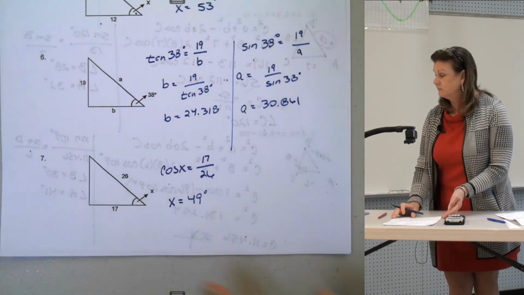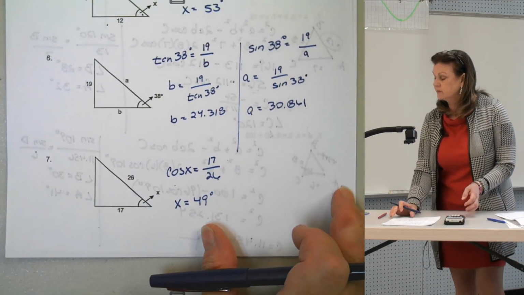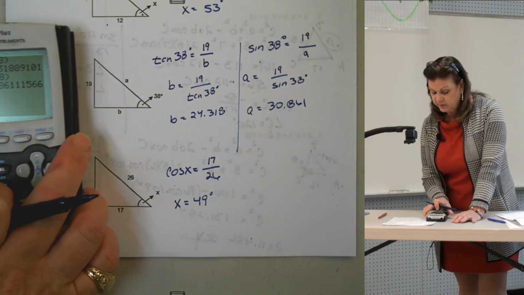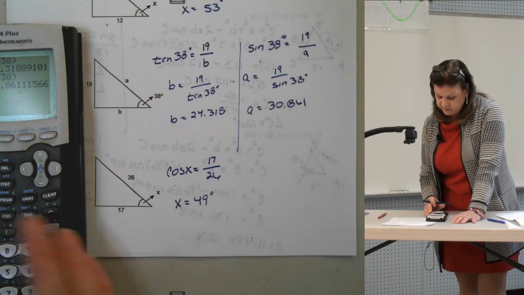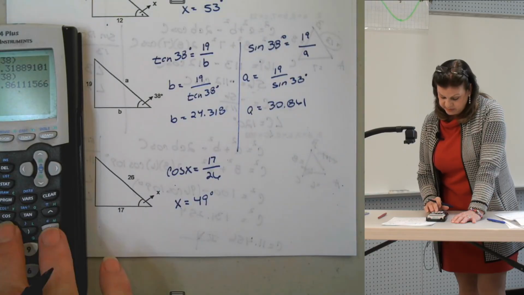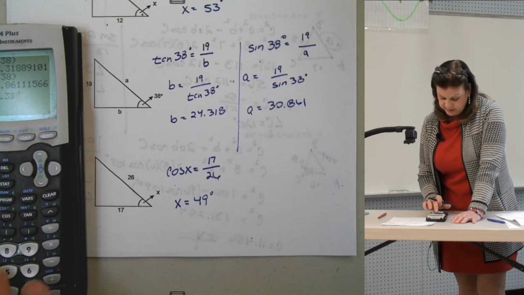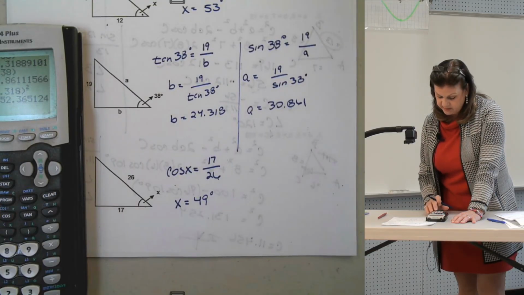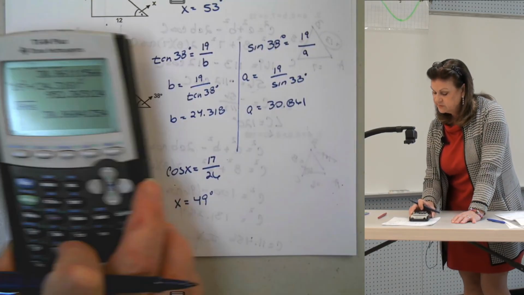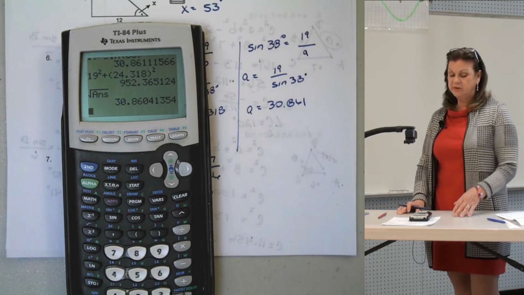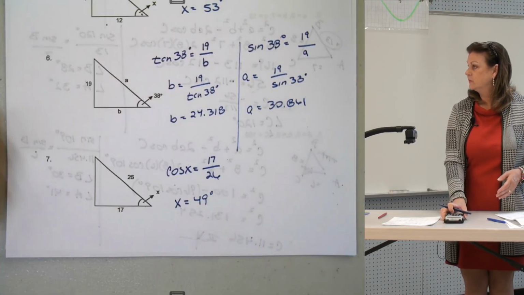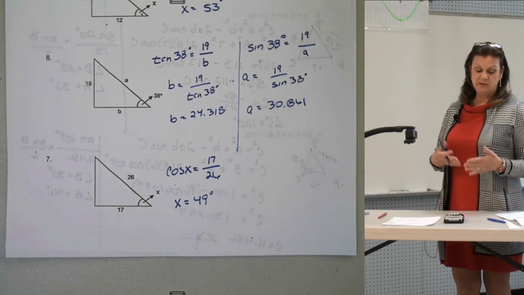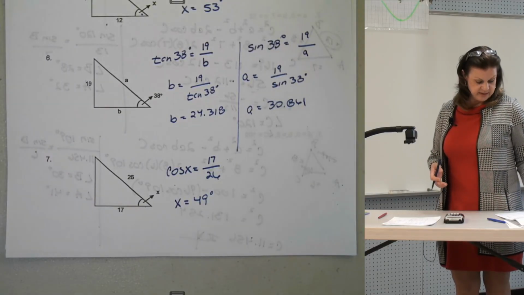So how do we know if they were right? Well, clearly Pythagorean theorem. So we know they're right triangles. 19 squared plus 24.318 squared, and the square root of that is 30.860. So either method you choose, if you're looking for A and B, you're going to end up with the same value. It doesn't make any difference.